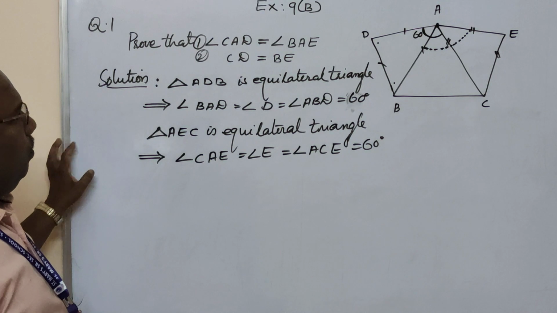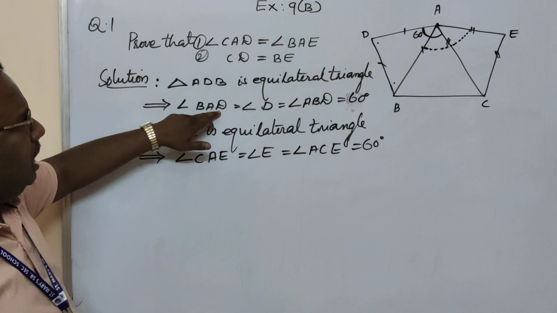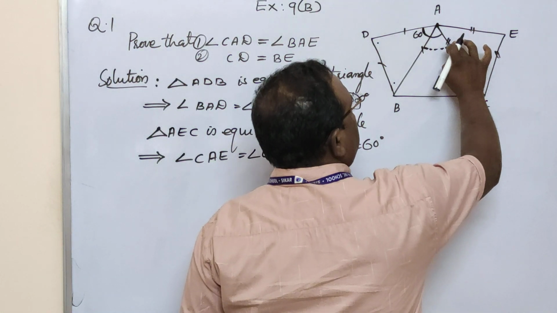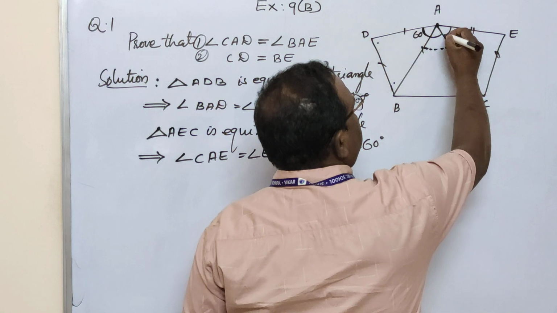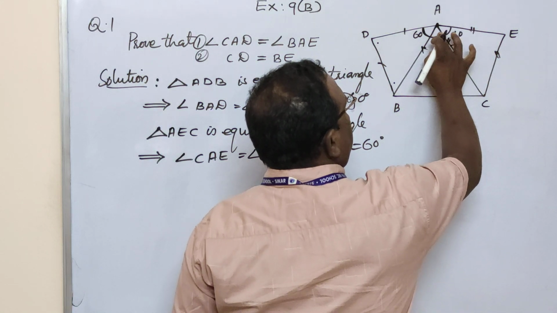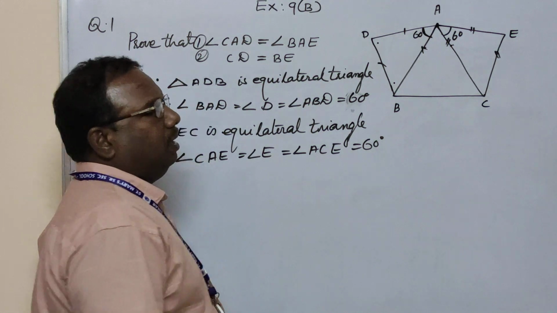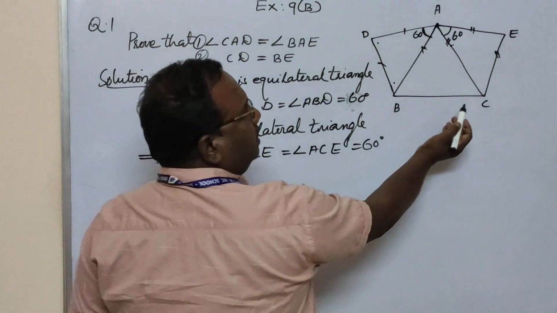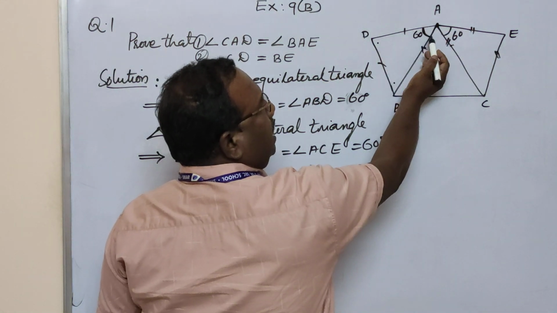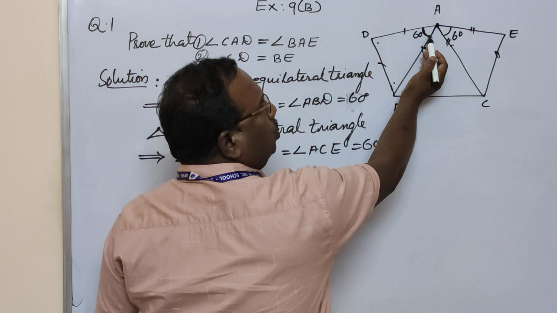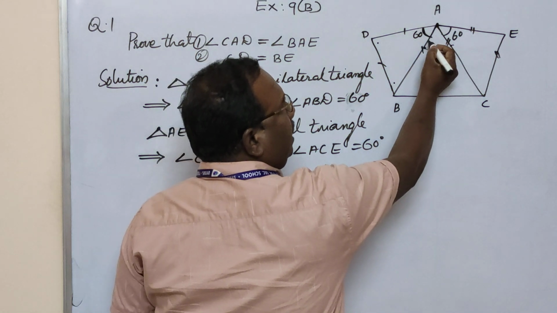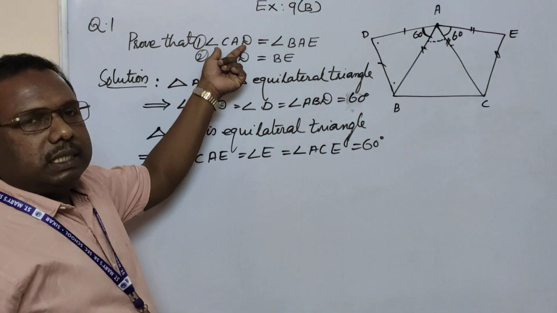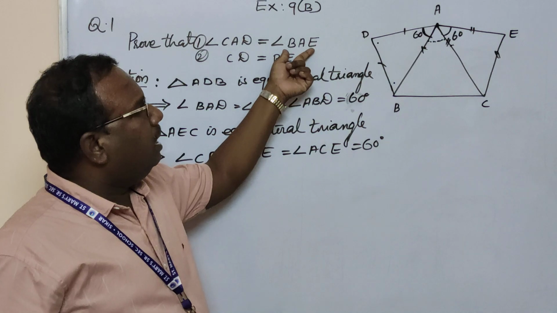Okay. Now we are getting angle BAD equal to 60 degrees, angle CAE equal to 60 degrees. That is, I am writing here, this angle is 60 degrees and this is also 60 degrees. Now, what do you have to prove? Angle CAD. Where is angle CAD? Here is CAD. Angle CAD equal to 60 degrees plus this common angle. This angle is common in both angle CAD and angle BAE.